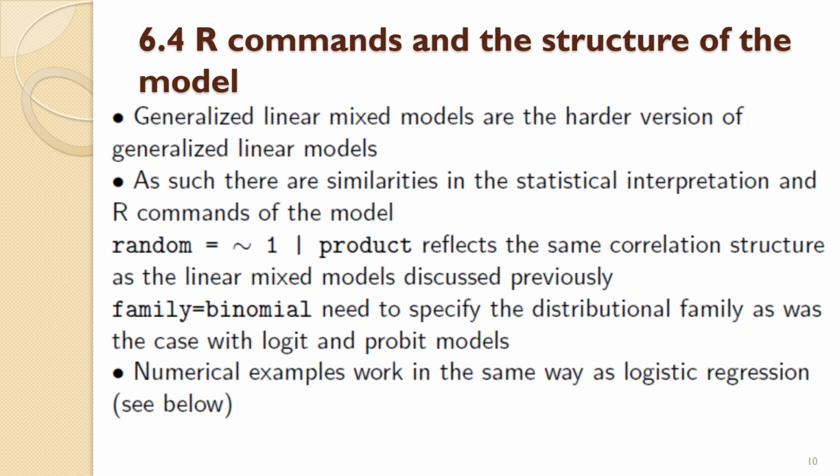Now the thing to watch for here is the similarities in terms of the statistical interpretation and the R commands of the model. As we've seen before, if you look back at the R commands on the previous slide, this random equals tilde one given product just reflects that you've got the same correlation structure as the linear mixed models discussed previously. Essentially you've just got some correlation caused by the fact you've got repeat measurements from the same hotel. You need the family equals binomial bit here to specify that you've got essentially probability regression models rather than just a straightforward linear regression model.